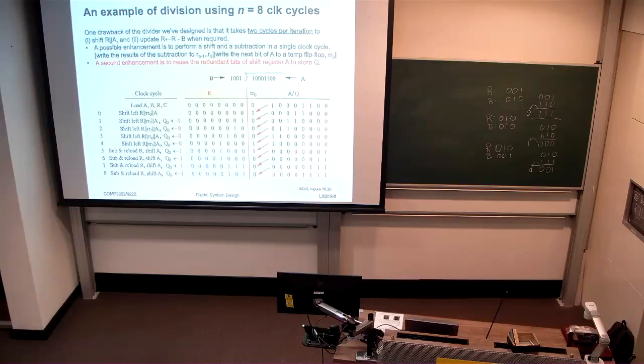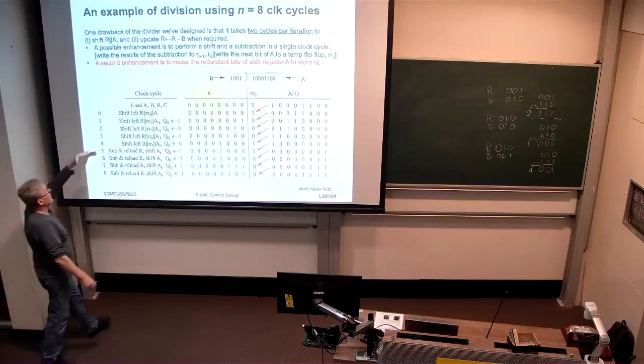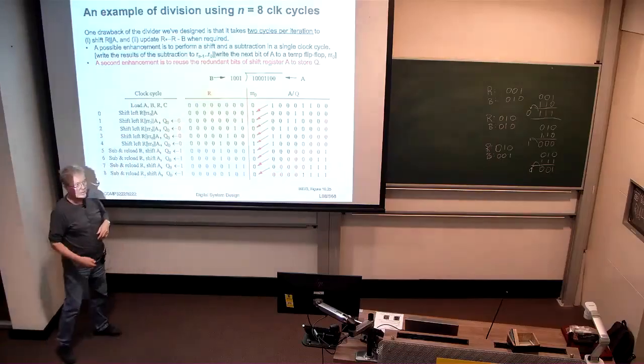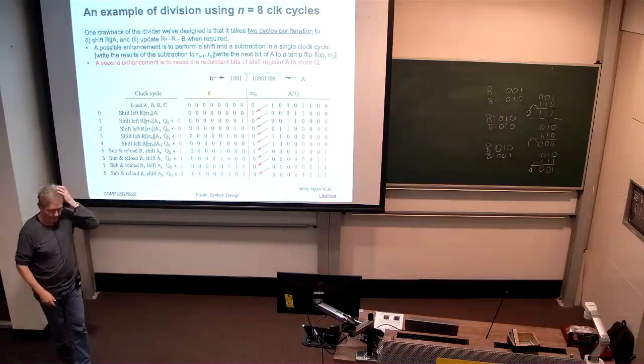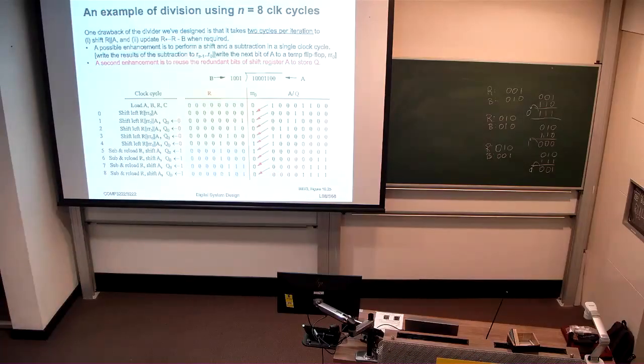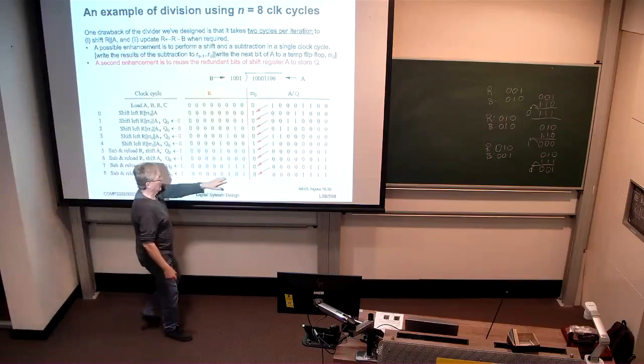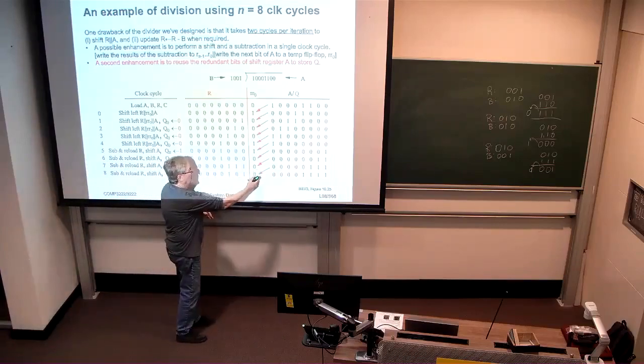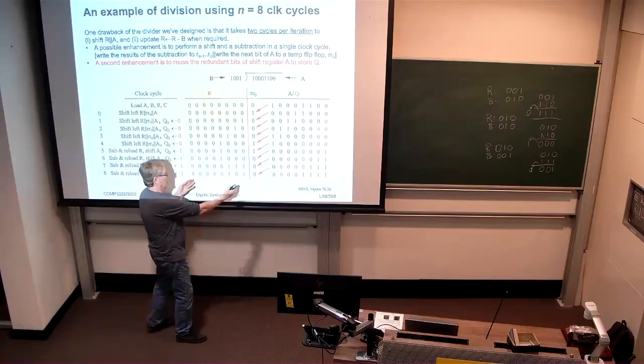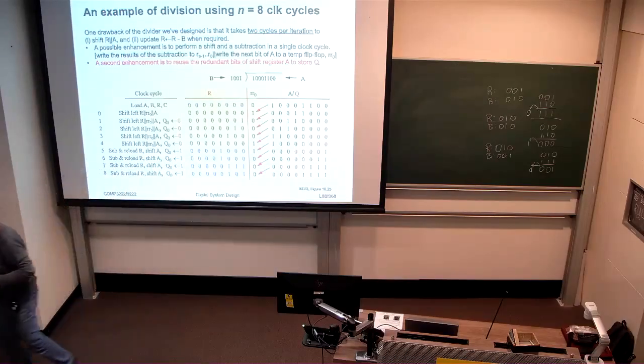So through this trick of using an extra flip-flop, and admittedly an overhead of 1 clock cycle of pre-loading this flip-flop, or if you like, a trailing clock cycle where we have to do that last calculation on R, we've converted 2n clock cycles into n plus 1 clock cycles for performing this division. So that's quite a nice improvement.